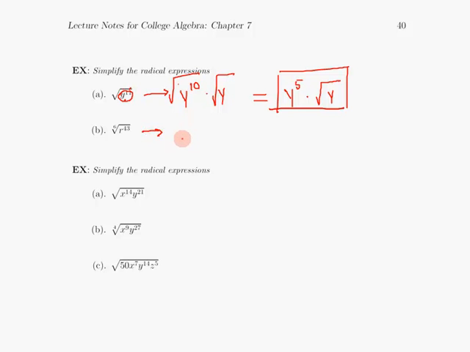Okay, what about r to the 43rd? Now we've got 43, we've got 6. What is the largest multiple of 6 that's less than or equal to 43? 6, 12, 18, 24, 30, 36, 42. Right? So I can write this as r to the 42 times r to the 1st. Take the 6th root of each of these, and you'll have r to the 7th, 42 divided by 6 is 7, times the 6th root of r.